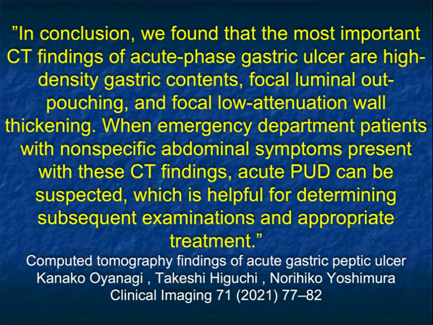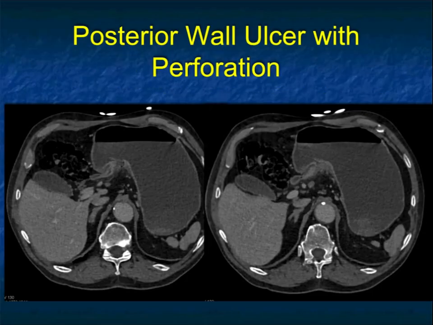And concluding, we found the most important findings of acute gastric ulcer: high-density gastric contents, focal luminal outpouching, and focal low attenuation wall thickening. And in the last case, we had all of those. It's good to be suspicious. If you're uncertain if there's a perforation or ulceration, and you have a good quality study, you might consider suggesting it and let them do endoscopy. You would hate to miss it because then morbidity and mortality would really skyrocket over the next couple days.